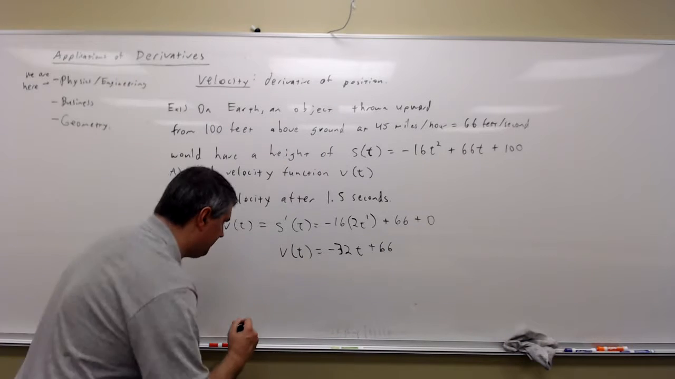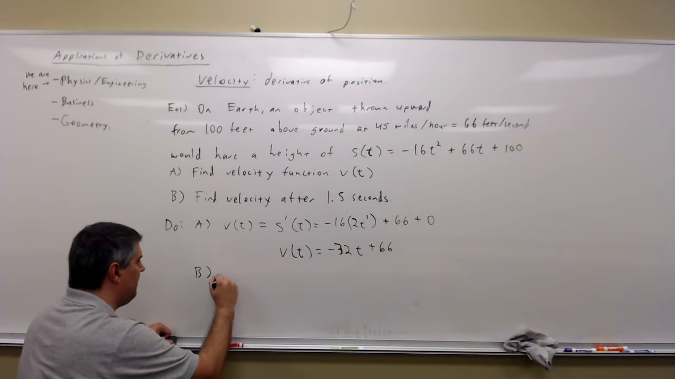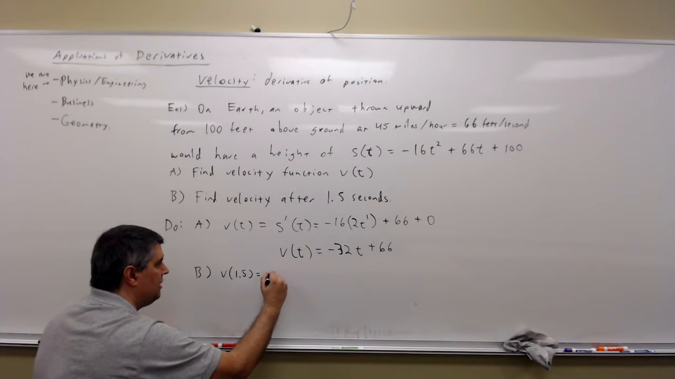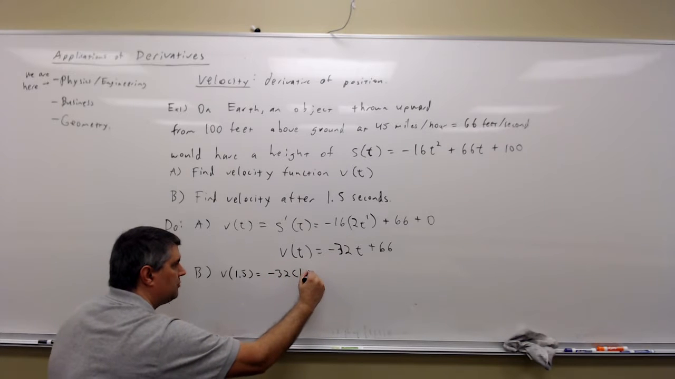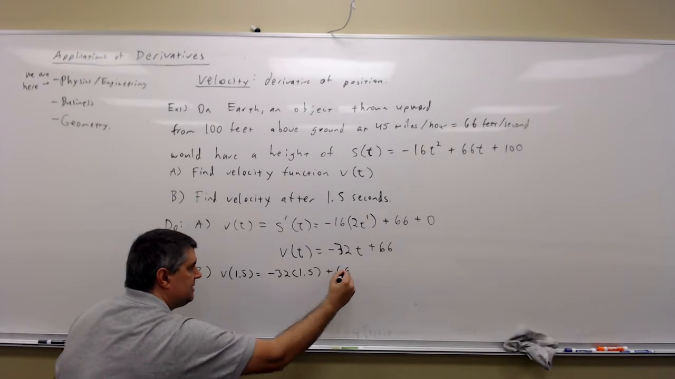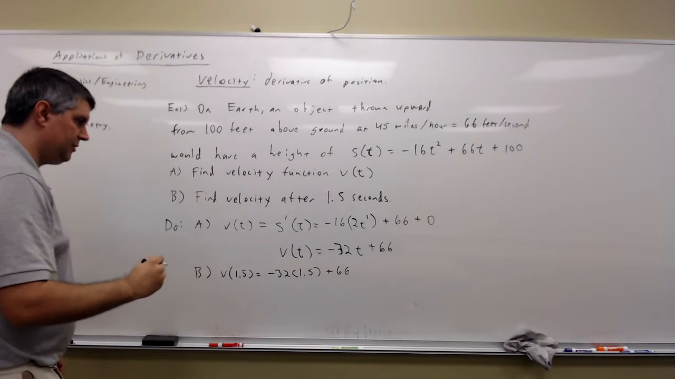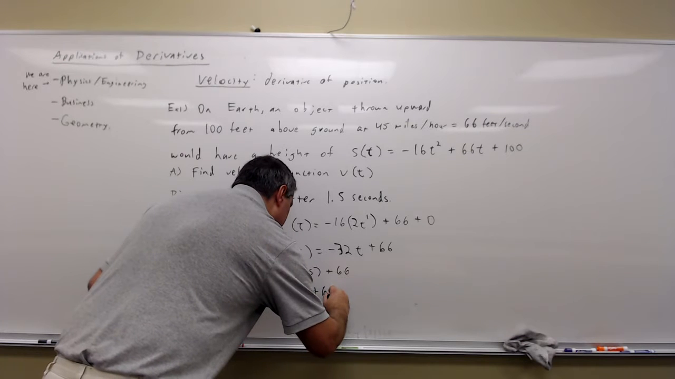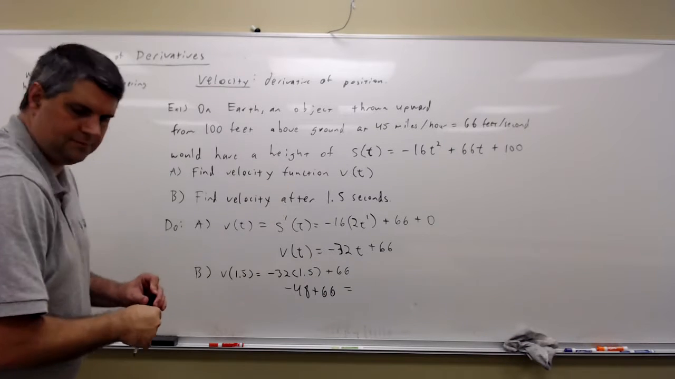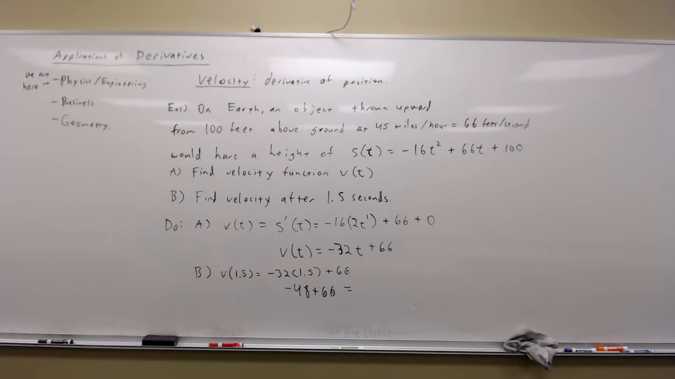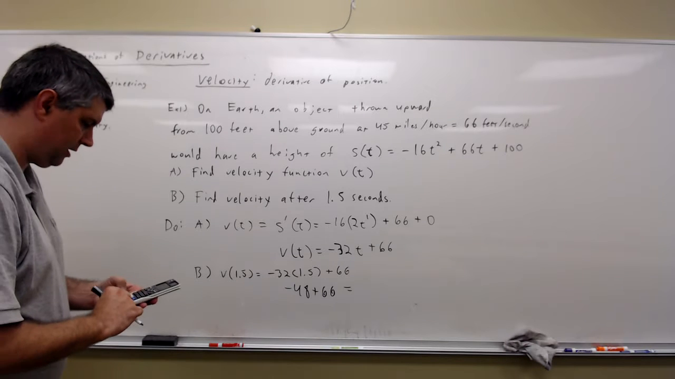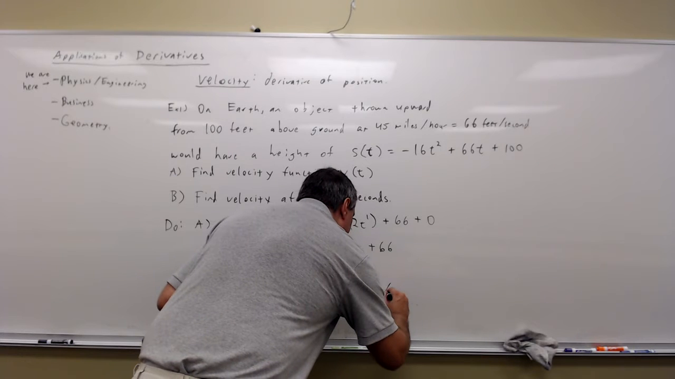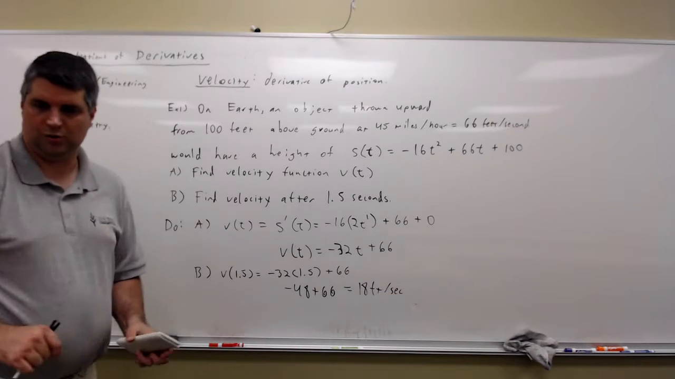So B, v of 1.5 seconds is negative 32 times 1.5 plus 66. This is negative 48. And that is negative 48 plus 66. It's still going up at 18 feet per second. Okay?